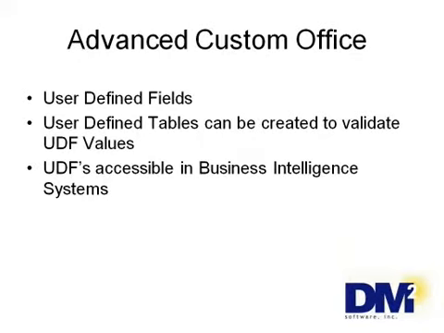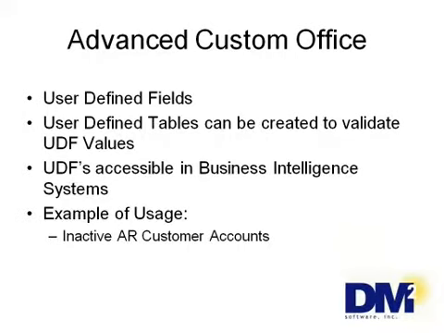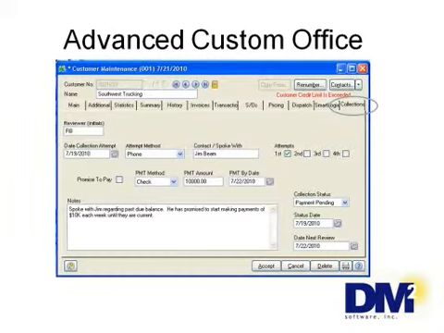And it's accessible in business intelligence. So I'm going to show you one example here, an inactive AR customer account. Many times we get requests like, I want to see my customers, but I want to flag them as inactive. How could I do that? With Custom Office, we can add a new field that says inactive. I could put a date in there, and then I can modify my filters or my ALE lookups to exclude any customers that have the inactive flag. It can be done with Custom Office. You don't need us to do it. Here's an example of something we've done with Custom Office.